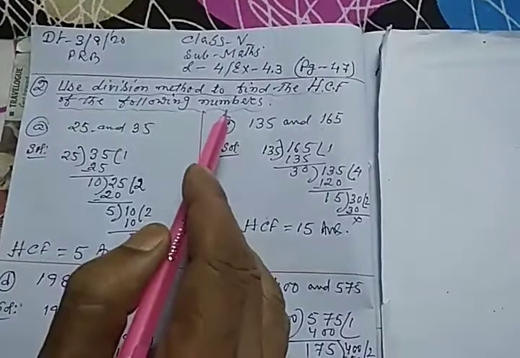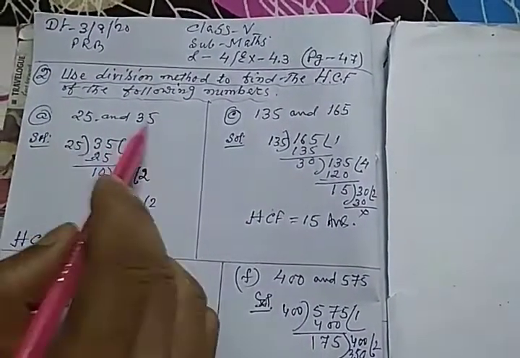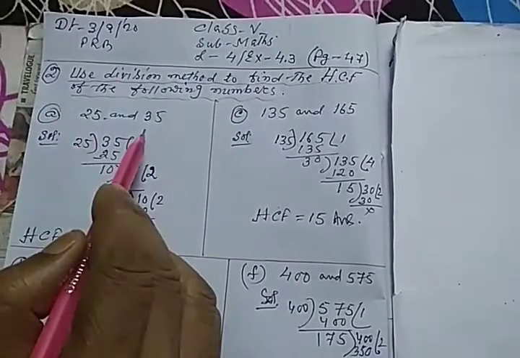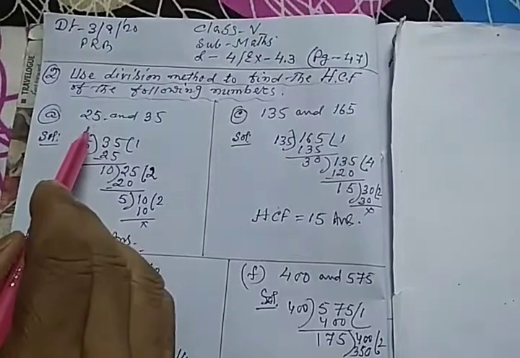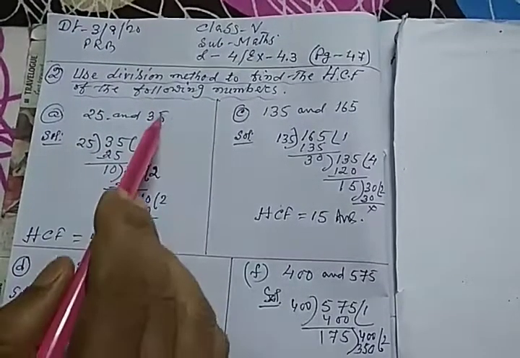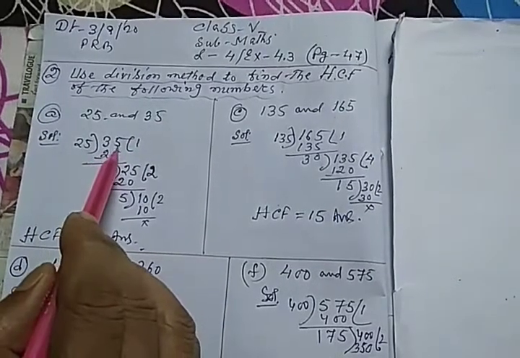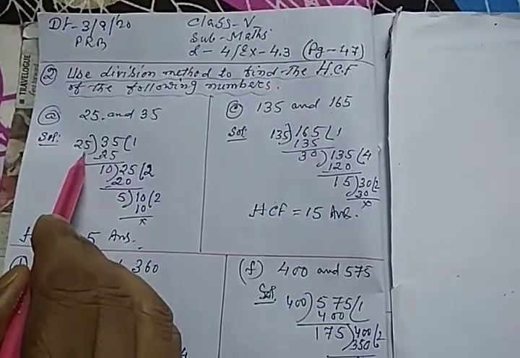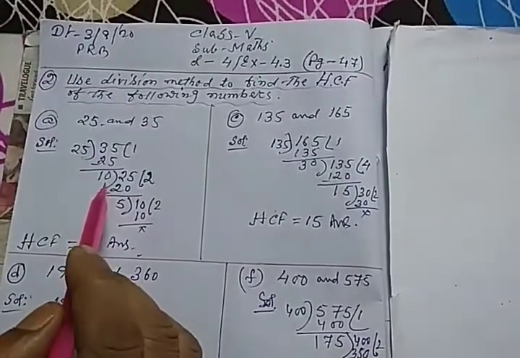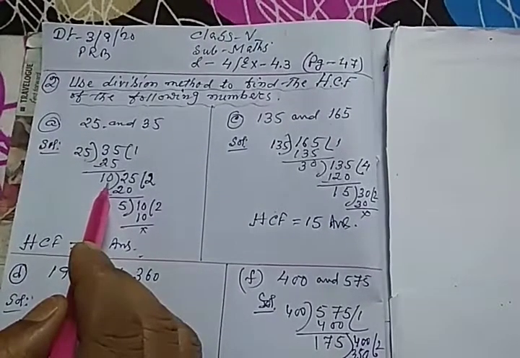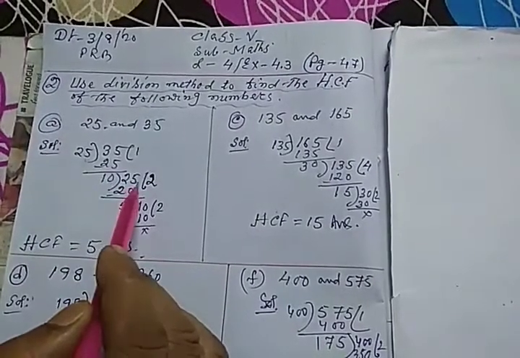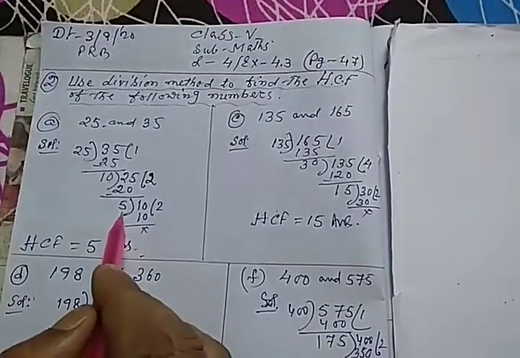by the division method. Okay. In A, you see that there are two numbers, 25 and 35. We have to find out the HCF, that is, the highest common factor of 25 and 35. Okay. So we see that 35 is the larger number, so we have to divide 35 by the smaller number, 25. After the division, we see that the remainder is 10, which is less than the divisor. Then we have to divide 25 by 10, and then 5 is the remainder.